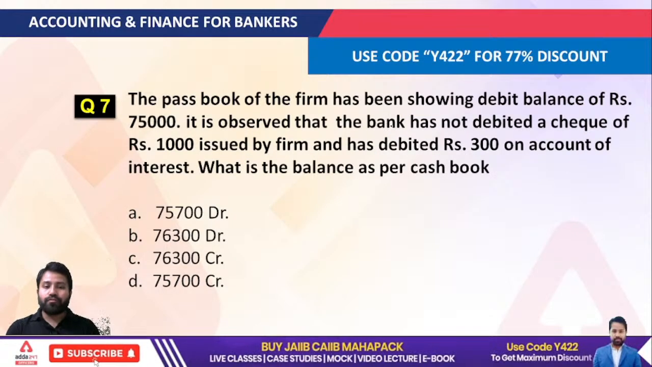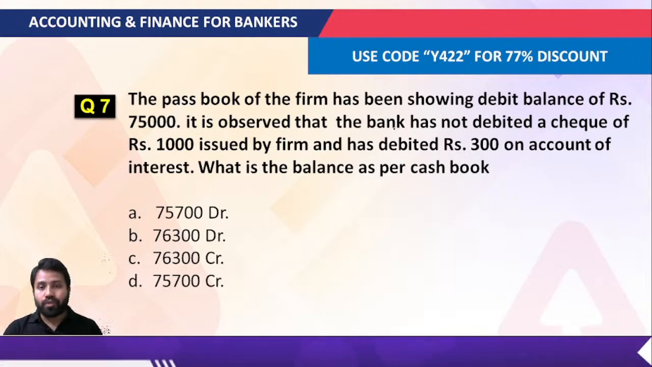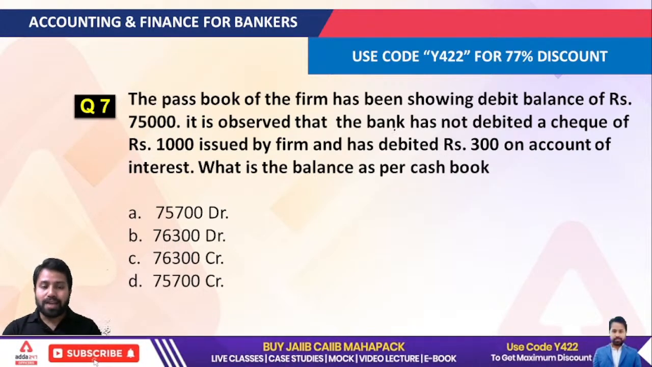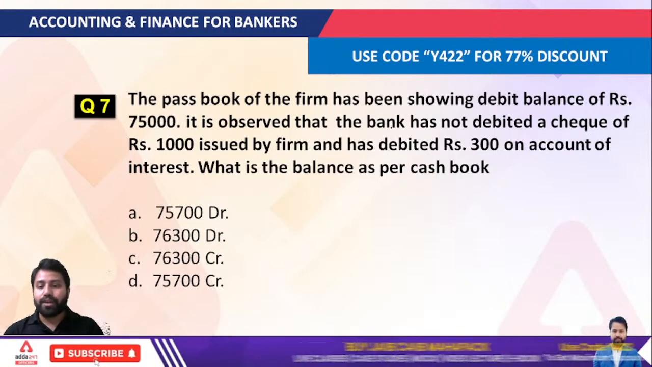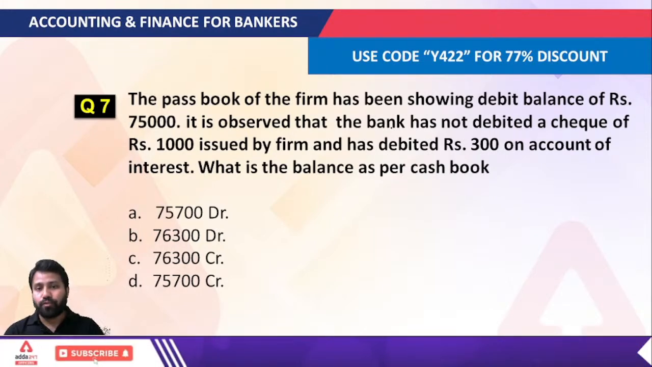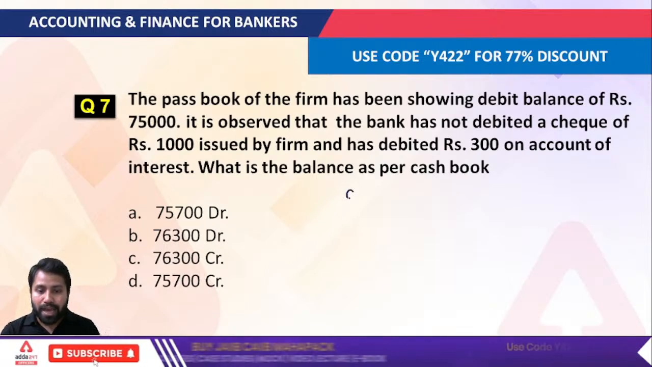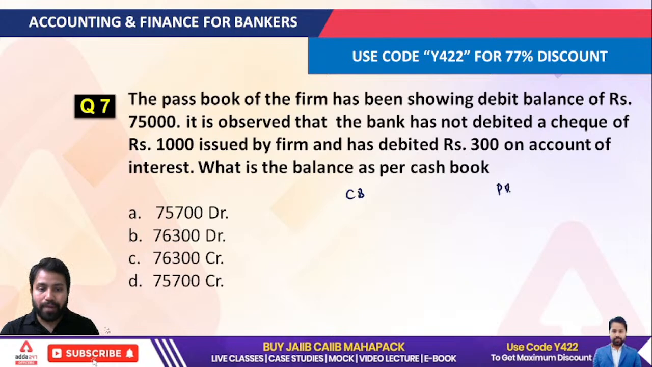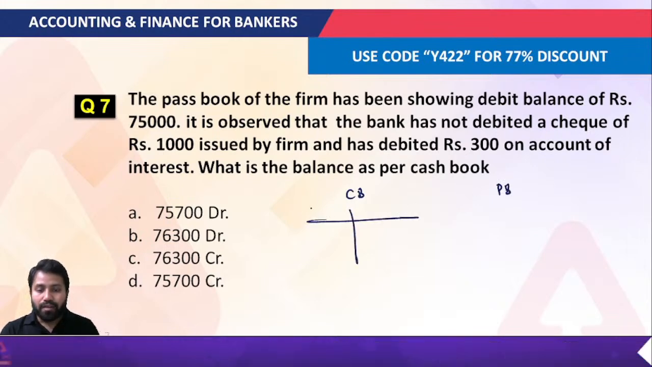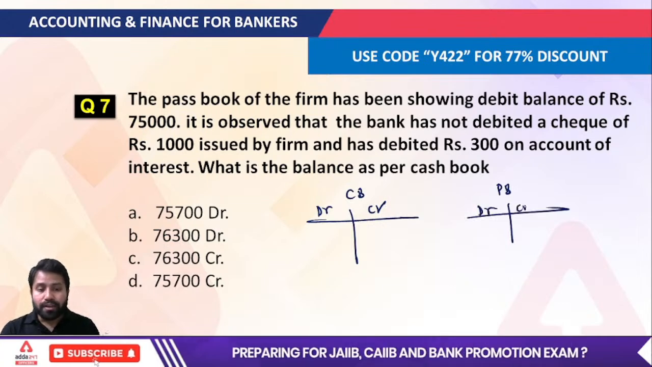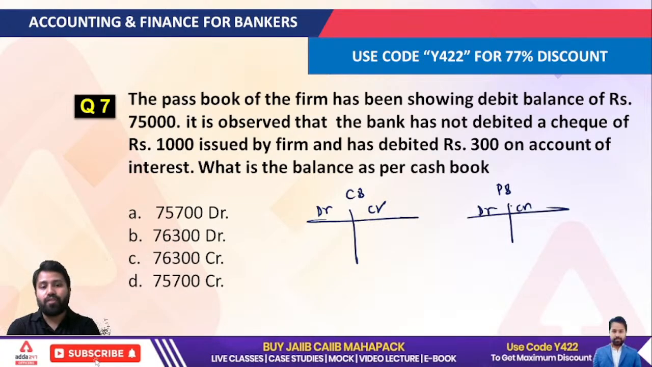The passbook of the firm has been showing a debit balance of 75,000. It is observed that the bank has not debited a check of 1,000 rupees issued by the firm and has debited 300 rupees on account of interest. What is the balance as per the cash book? Now the very important thing, because when we talk about the cash book and the passbook, you have to understand what component we keep on the debit side and what component we keep on the credit side.